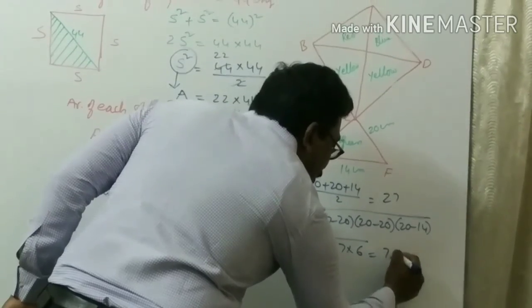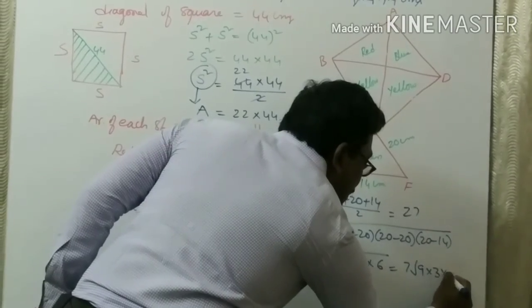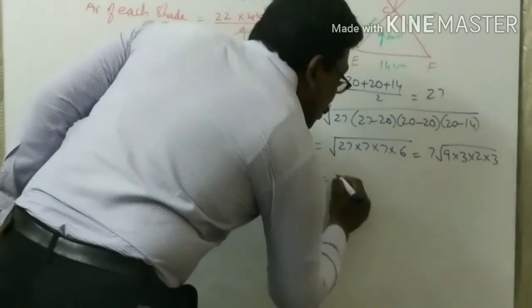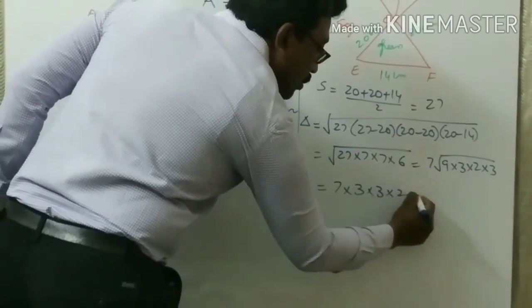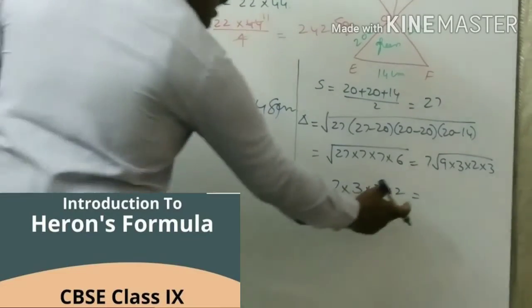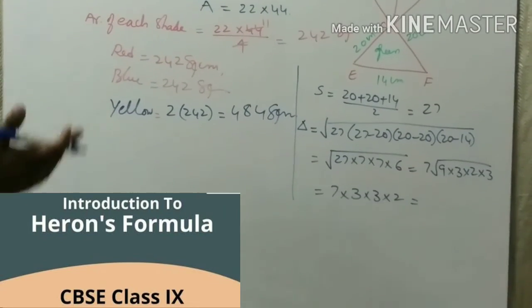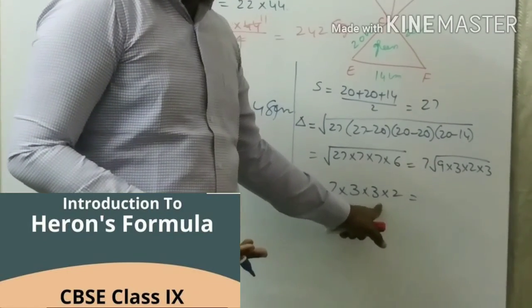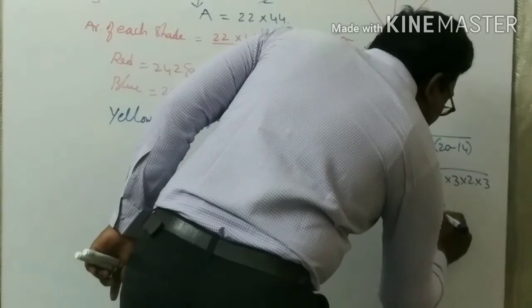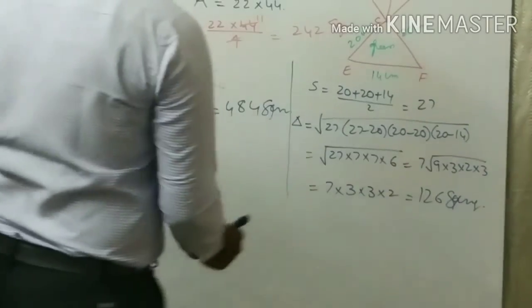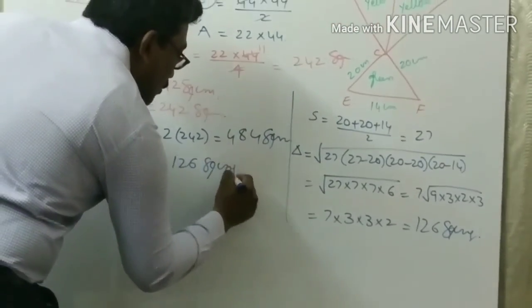2 sevens are there. 1 7 will come out. Now 27. 9 3s are 27, 6 is 2 3s. So 7 into 9 root is 3. 2 3s are there. 1 3 and 2. Now multiply. 2 3s are 6. 6 3s are 18. Or else reverse. 7 3s are 21. 21 into 2. 63. 63 into 2, 126 square centimeters. Now, green area. Green area is 126 square centimeters.